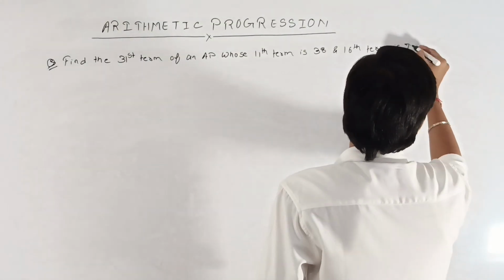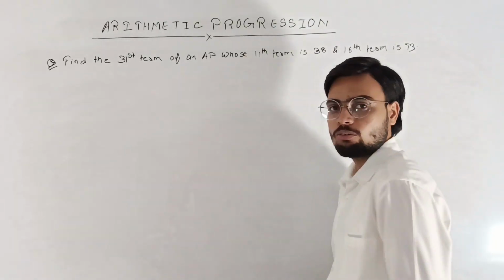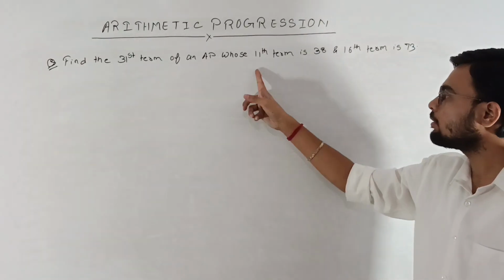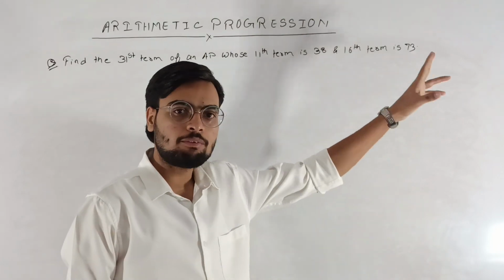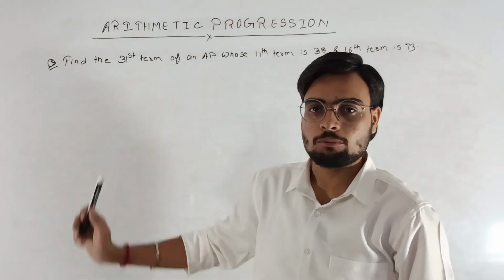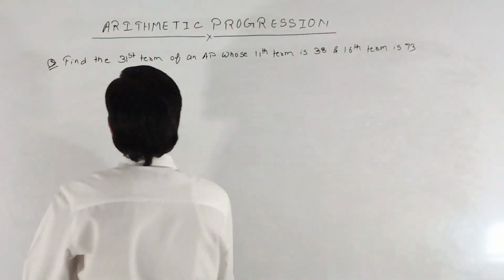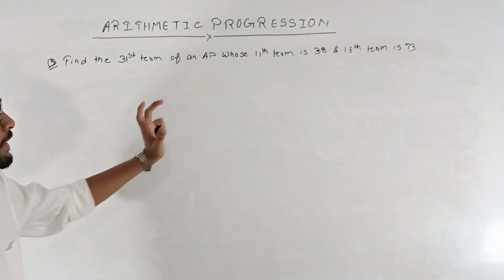16th term is 73. Okay, now look, we have an AP whose 11th term is given, that is 38, and 16th term is given, that is 73. Then we have to find the 31st term of this AP. Understood? Now look here. First, I write what is given.